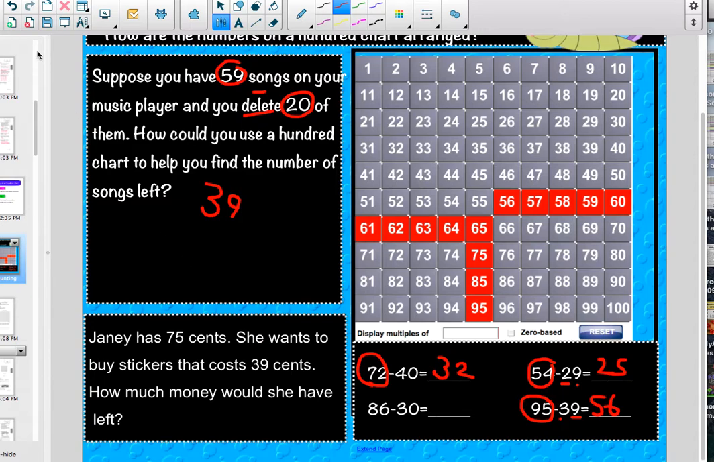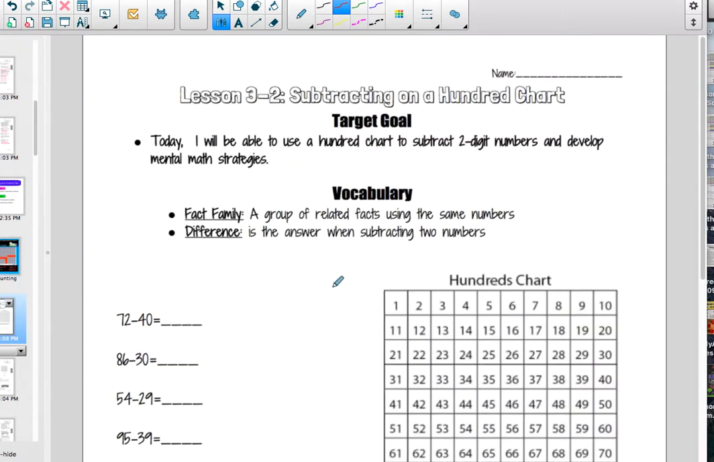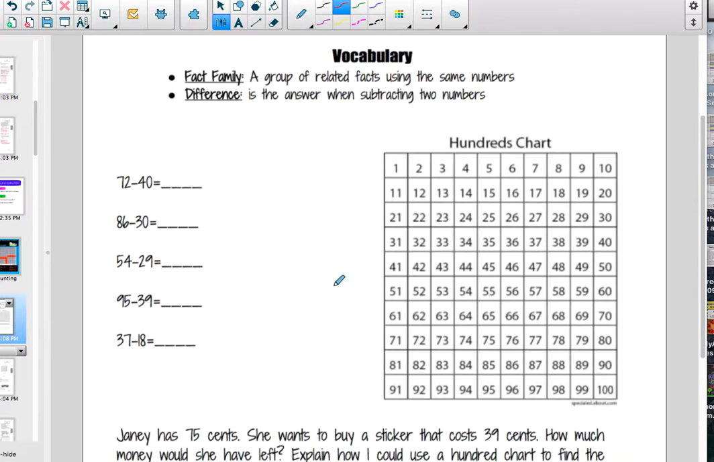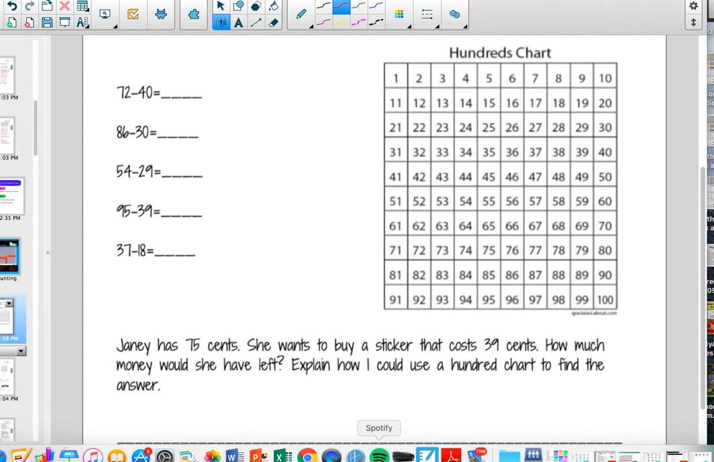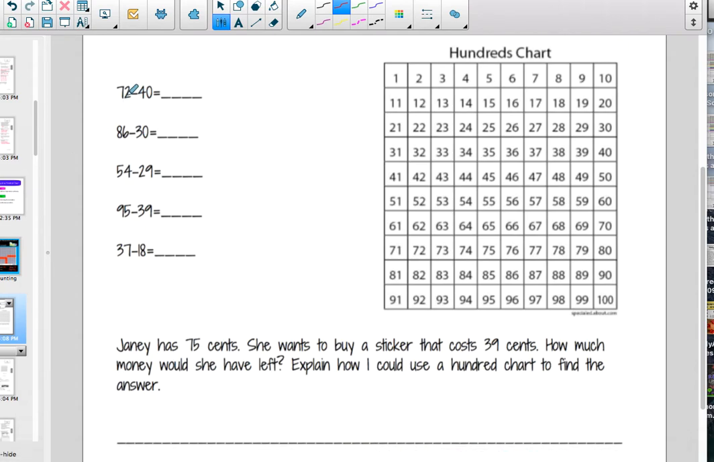Okay, we're going to skip this one today. We're going to go to the next one. This is going to be on your chart, so let's do this together. So if I have 72, right, I'm going to find 72 on my chart here. 72, and then I'm going to go back 4 tens. So I'm going to go 10, 20, 30, 40, which would leave me at my answer of 32.